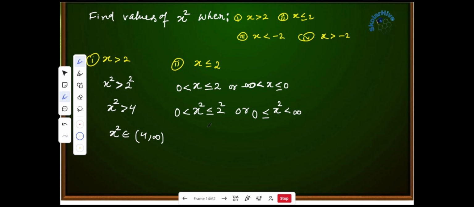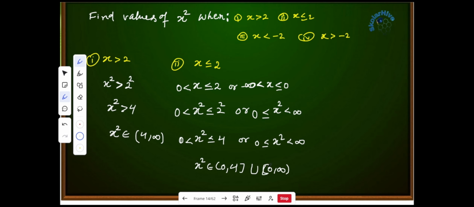Okay, so from here we got the value of x square is less than or equal to 4, or here we are getting the value of x square greater than 0 and less than infinity. As here this is 'or', which means union, it is nothing but x square belonging from 0 to 4 union 0 to infinity.